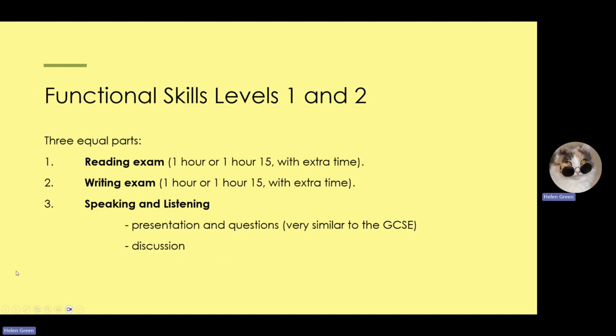Functional skills is structured very differently. There are 3 equal parts: 1 reading exam, 1 writing exam, and 2 speaking listening tasks. So you can see that already everything is a little bit more broken up for this qualification. They've split the reading and writing into 2 separate exams rather than having a little bit of both in together. The speaking listening is more demanding though.